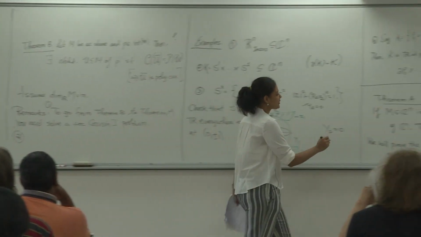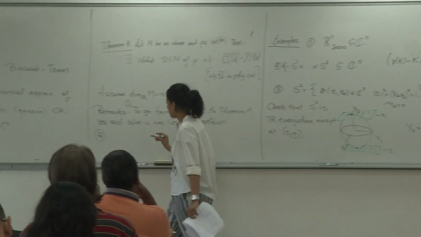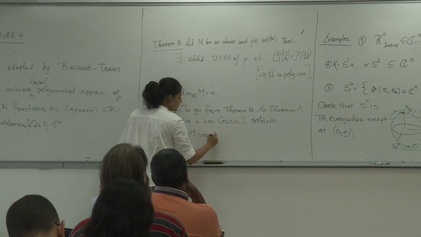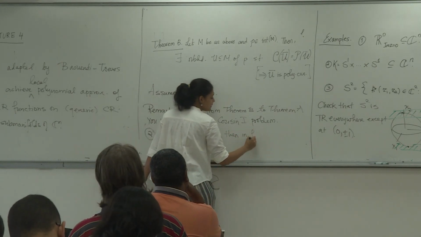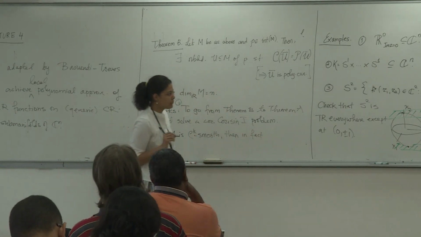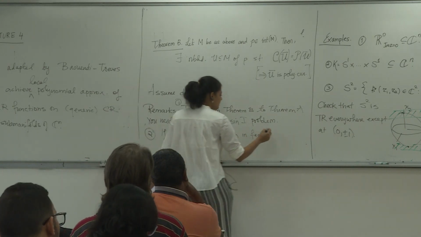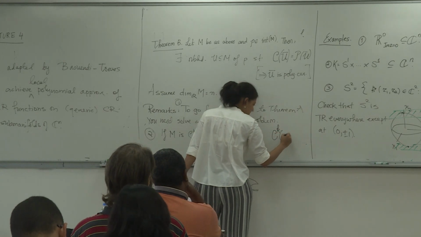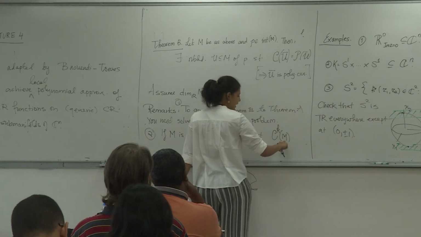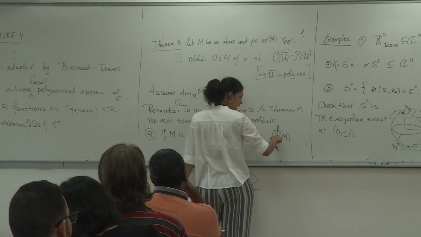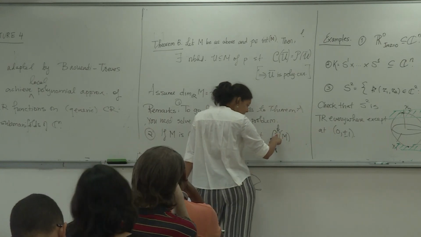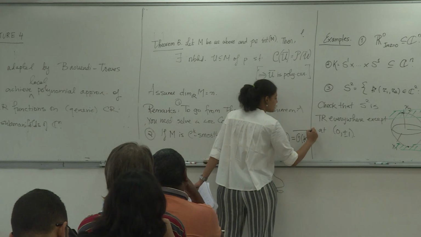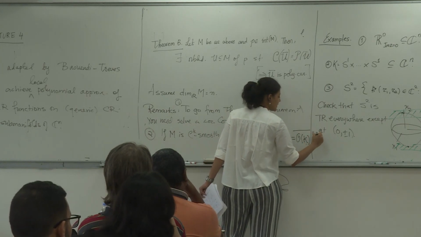Something very strong is actually true once you assume totally real. If M is Ck smooth, then not only can you approximate continuous functions by something that's holomorphic in a neighborhood, you can actually approximate Ck smooth functions. So M is a Ck smooth manifold, you have Ck smooth functions on it, and you give it the Ck norm, and in this norm you have density of this space. Here I'm really taking the closure in the Ck norm.